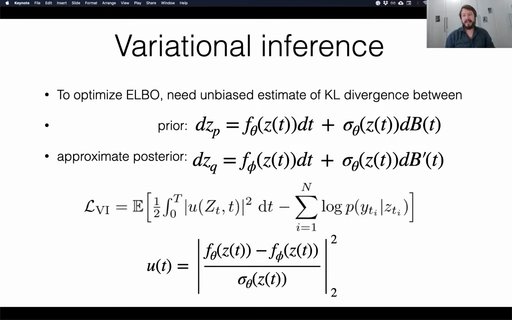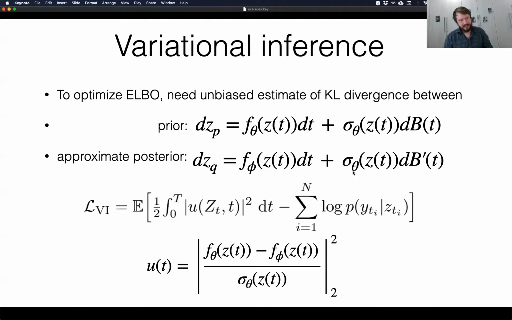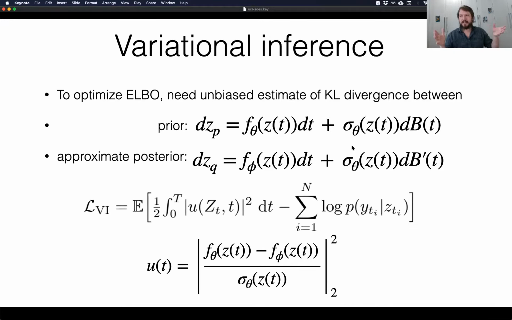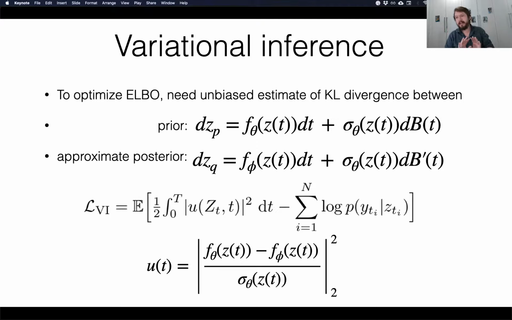One funny caveat is that the diffusion function of the approximate posterior has to be the same as that of the prior. If you don't do that, then the KL divergence between the prior and the approximate posterior is infinite. And you might think, oh, this is a really serious limitation, because I don't want them to be equally noisy, but it's actually not a limitation. And I'll talk about that a little bit more.